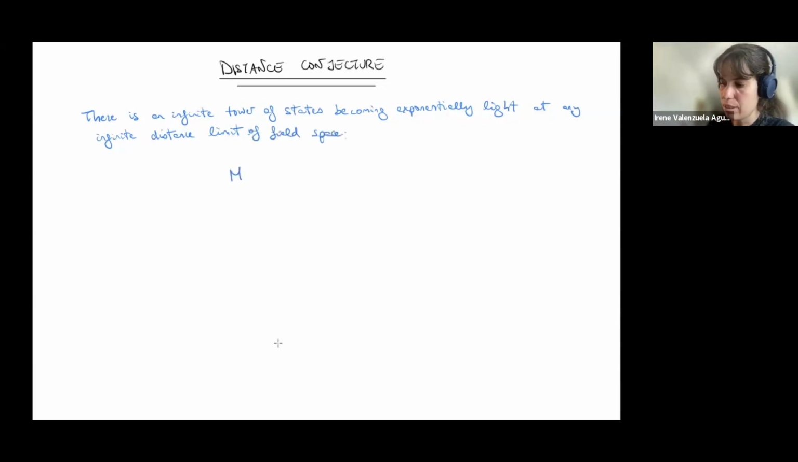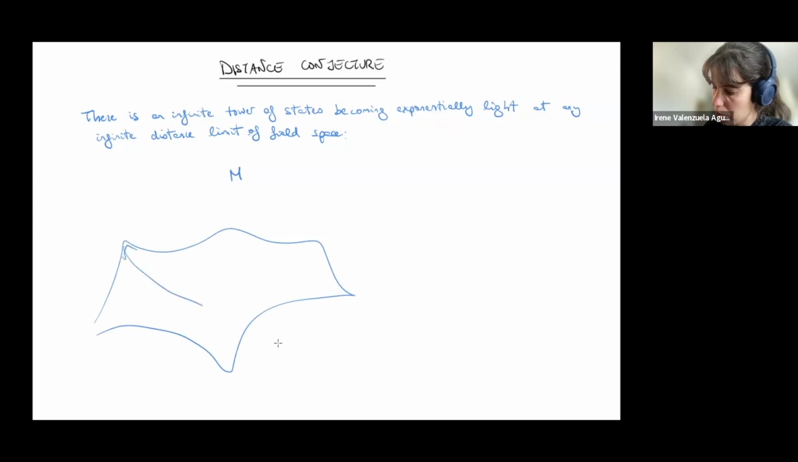So that the mass of the states, like if I have some moduli space, and I move from some point Q to some point P, which is approaching some infinite distance boundary, the mass at P behaves exponentially in terms of the mass at Q, in terms of the geodesic distance that you traverse in this field space.